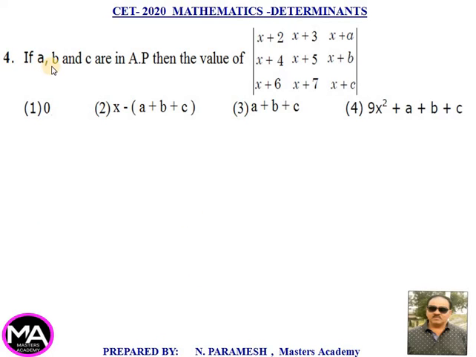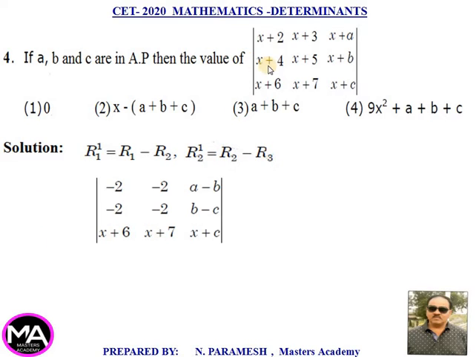Fourth one: if a, b and c are in arithmetic progression, then the value of the determinant, first row x plus 2, x plus 3, x plus a, second row x plus 4, x plus 5, x plus b, third row x plus 6, x plus 7, x plus c. 4 options are given. Solution: R1 changes to R1 minus R2, R2 changes to R2 minus R3. Determinant: first row R1 minus R2, that is minus 2, a minus b, R2 minus R3, minus 2, b minus c, third row as it is, x plus 6, x plus 7, x plus c.